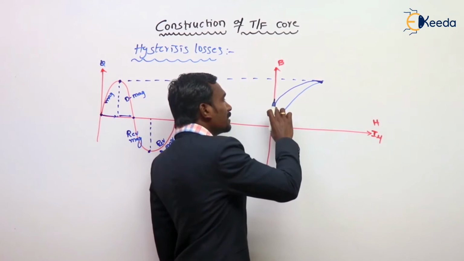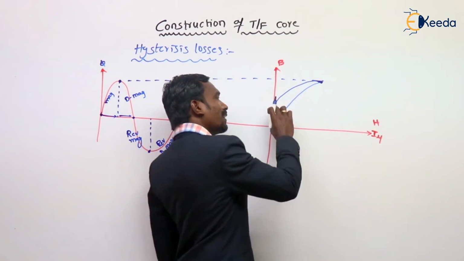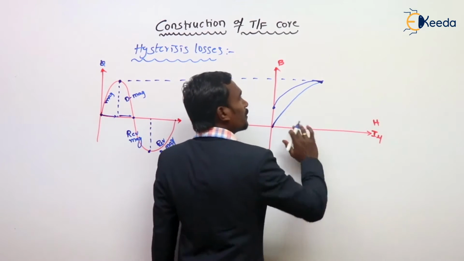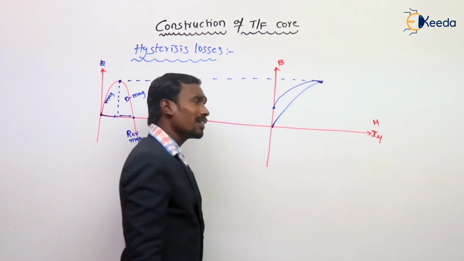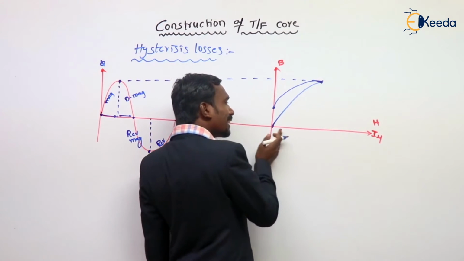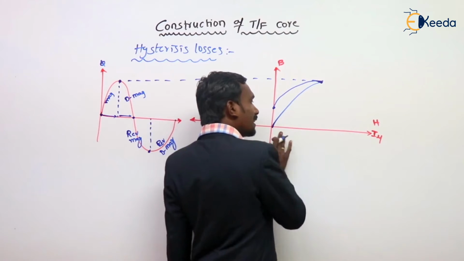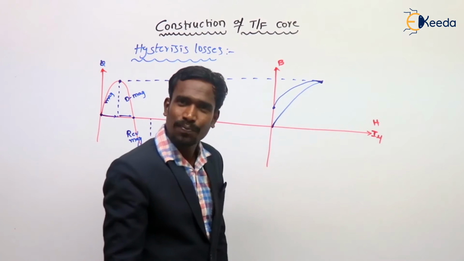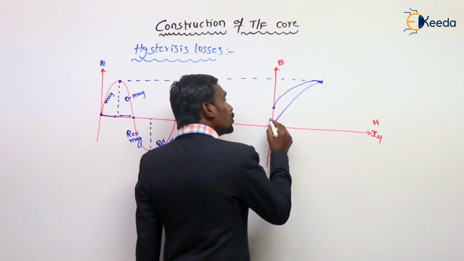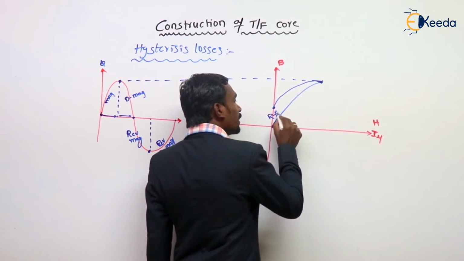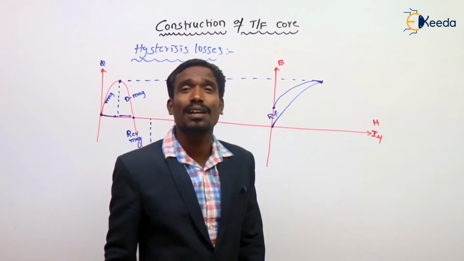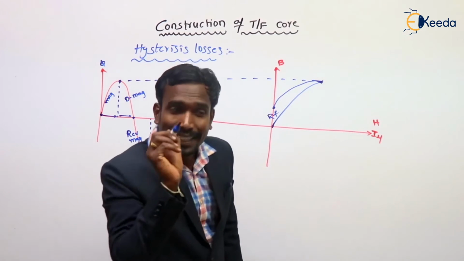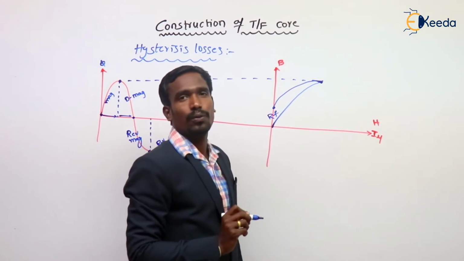But here the flux density is not 0. Actually, my magnetizing current increases, then flux increases, flux density increases. Then my magnetizing current decreases. If the magnetizing current decreases, flux decreases to 0, but the flux density is not 0, due to the residual flux phenomenon or due to the magnetic inertia of the transformer core.